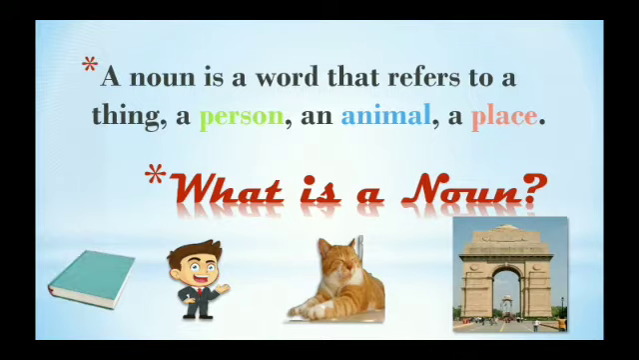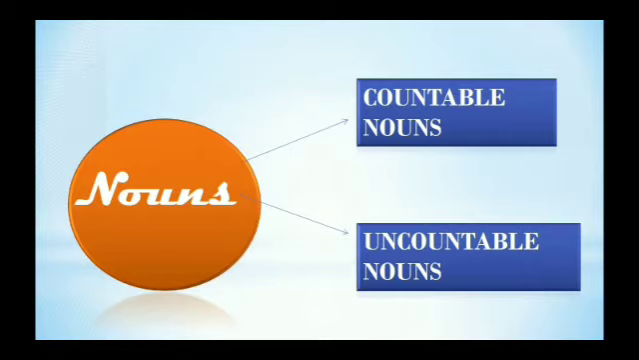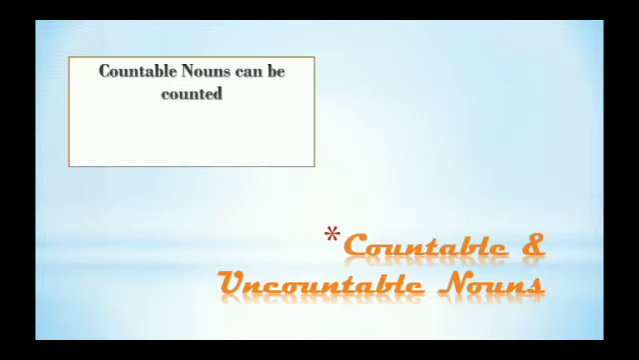There are many kinds of nouns. You already know that, right? So, one way of classifying nouns is into countable and uncountable nouns. Let's now understand both countable and uncountable nouns by comparing them. Firstly, countable nouns can be counted. We can count the countable nouns.